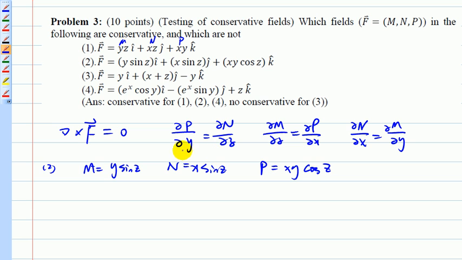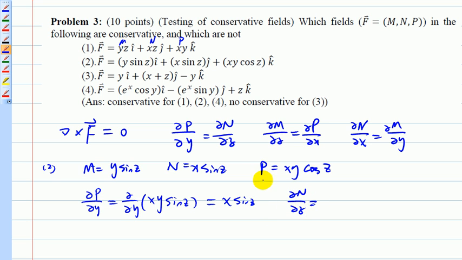You consider x and z as constants. So for dp over dy, x and z are constant, and sine z is constant, so these are constants, and what you're going to get is just x sine z. And dn over dz, you consider x as constant.